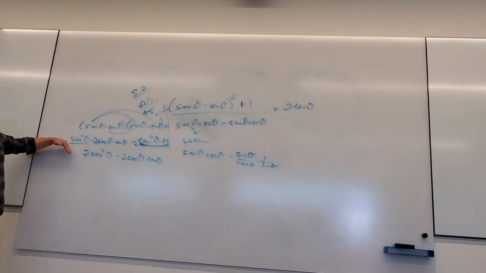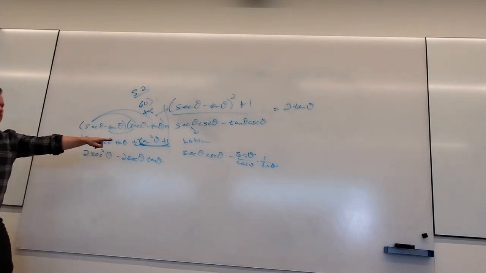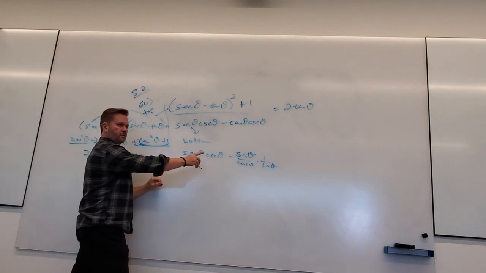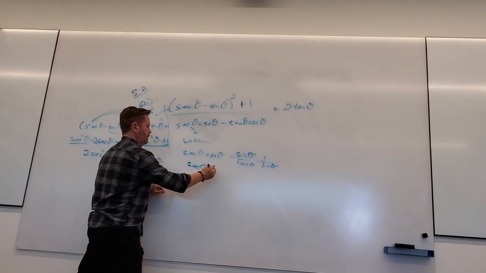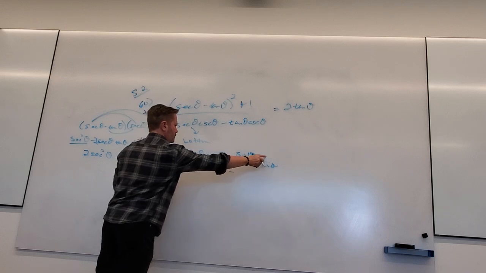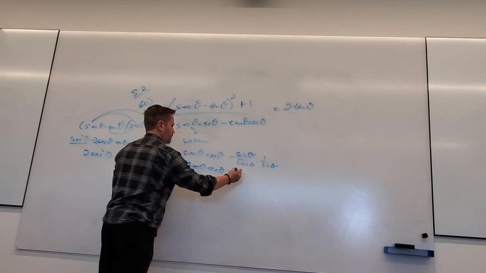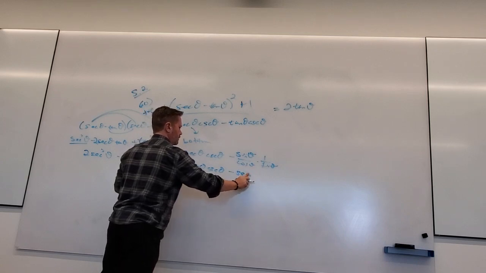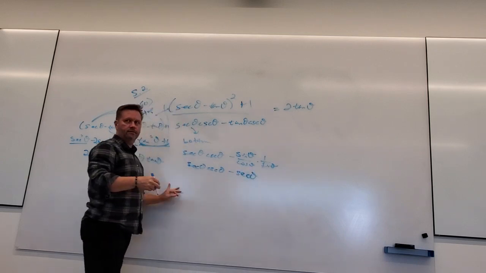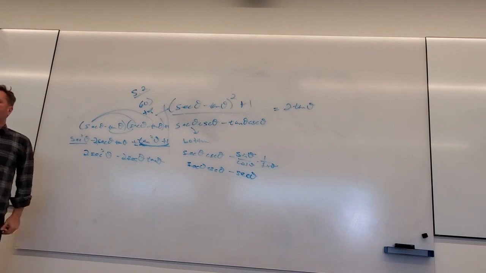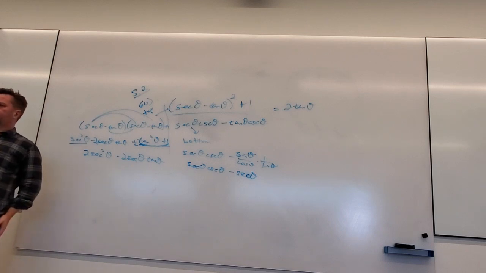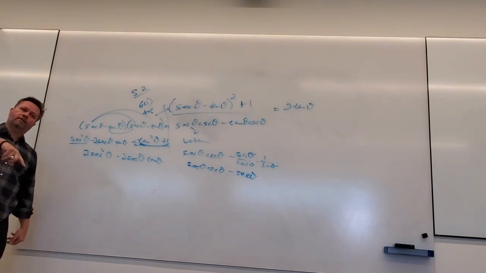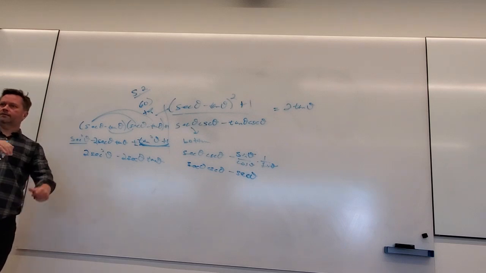So that's the top, and now I'm looking at the bottom. Is everybody with me on this? So then I get secant theta, cosecant theta, minus, what's 1 over cosine? Cosecant. 1 over cosine? Secant. Secant. Yes. S goes to C, C goes to S. Sine theta goes to cosecant theta. Cosine theta goes to secant theta. S goes to C, C goes to S.